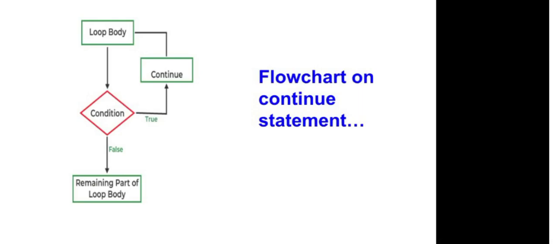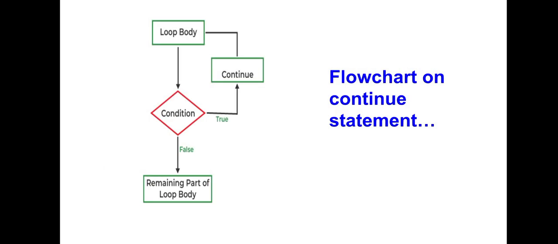The next one is the flowchart on the continue statement. So what is the continue statement? Whenever we go with looping statements, the loop body goes with the expression condition. If it is true, it will keep moving on to the loop body until the condition is false. Soon after the condition is false, the remaining part of the loop body executes.